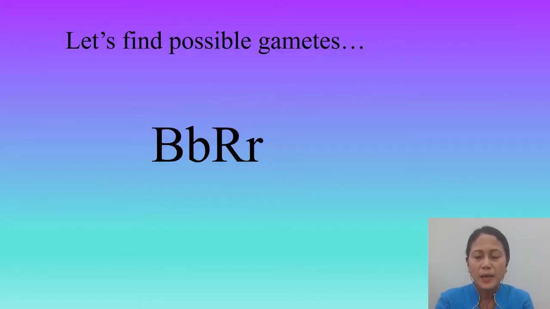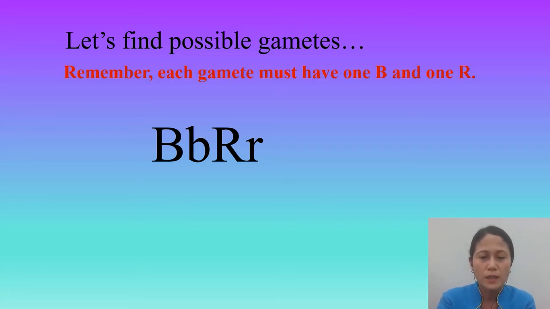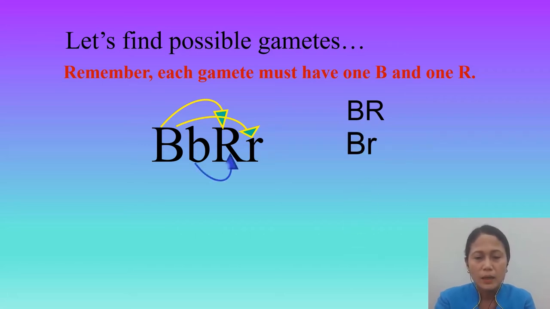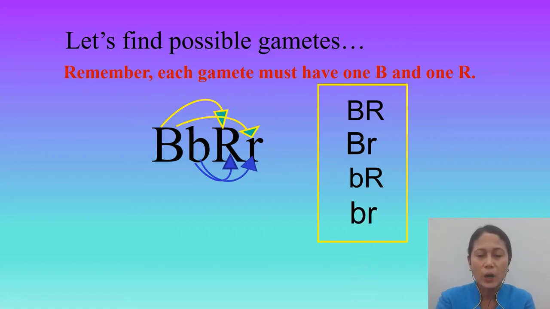So how do we find possible gametes? So remember first that each gamete must have one B and one R. It doesn't have to be all capital, but what I mean is it has to have one B, either small or big, and one R, either small or big. So how do we do this? So first, we have this combination. So we get one big B and one big R all together. And then one big B and one small R, we put that together as well. And then one small B and one big R, we put that together. And then we have one small B and one small R. So these are now the possible gametes of this genotype.